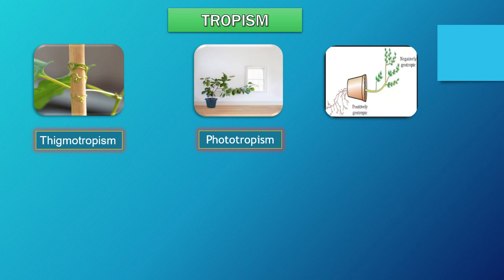Geotropism. Any reaction to the stimulus of Earth's gravity is called geotropism. Roots are positively geotropic as they grow directly towards the center of gravity. Stems mostly grow away from the center of gravity, hence are negatively geotropic.